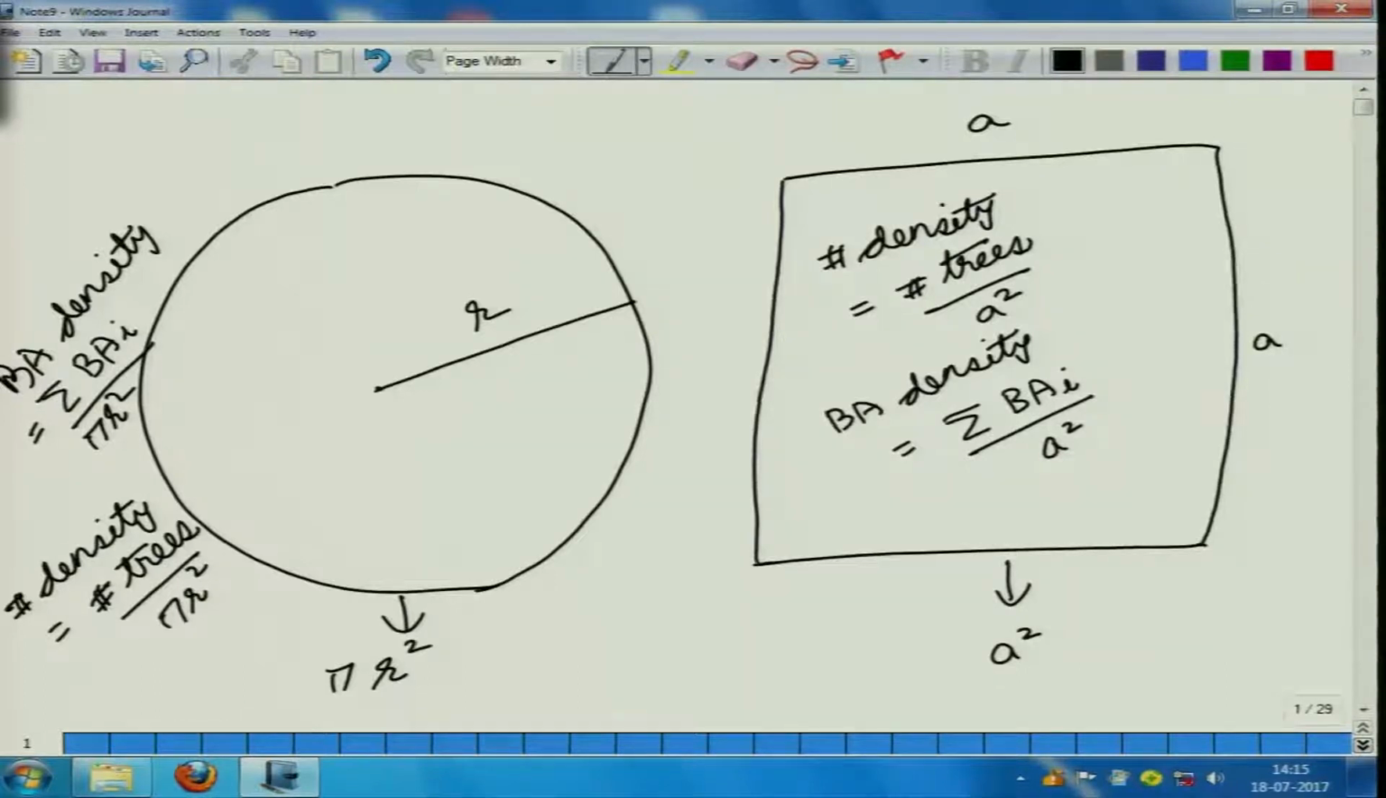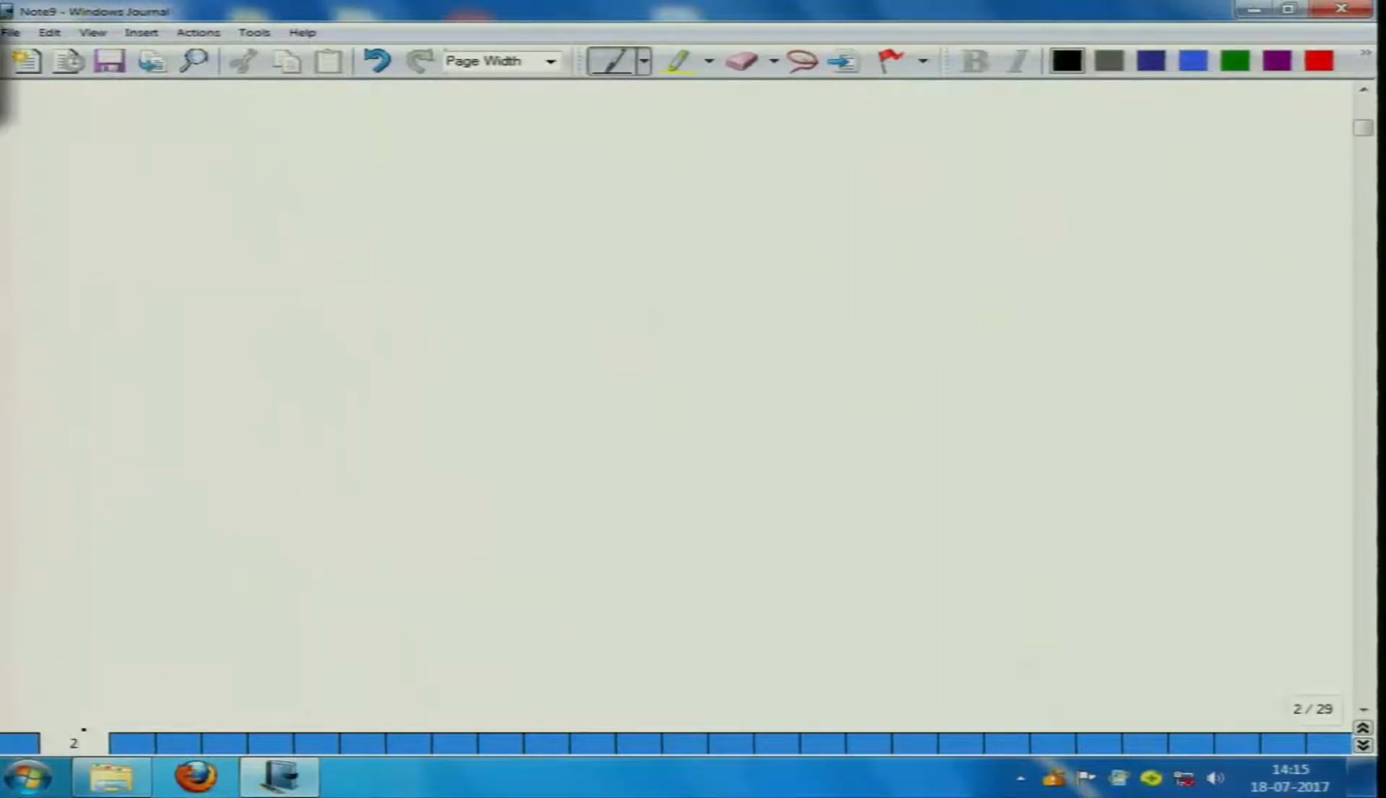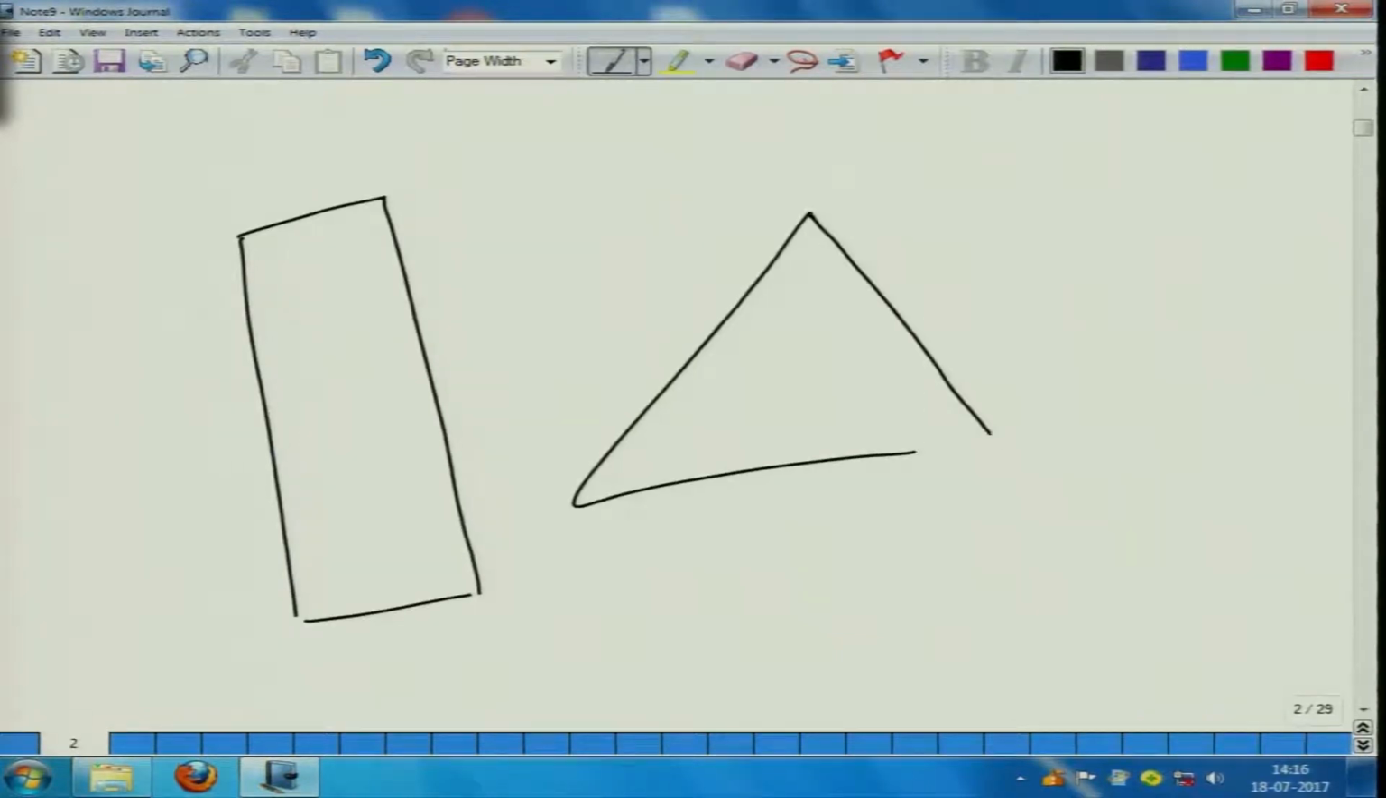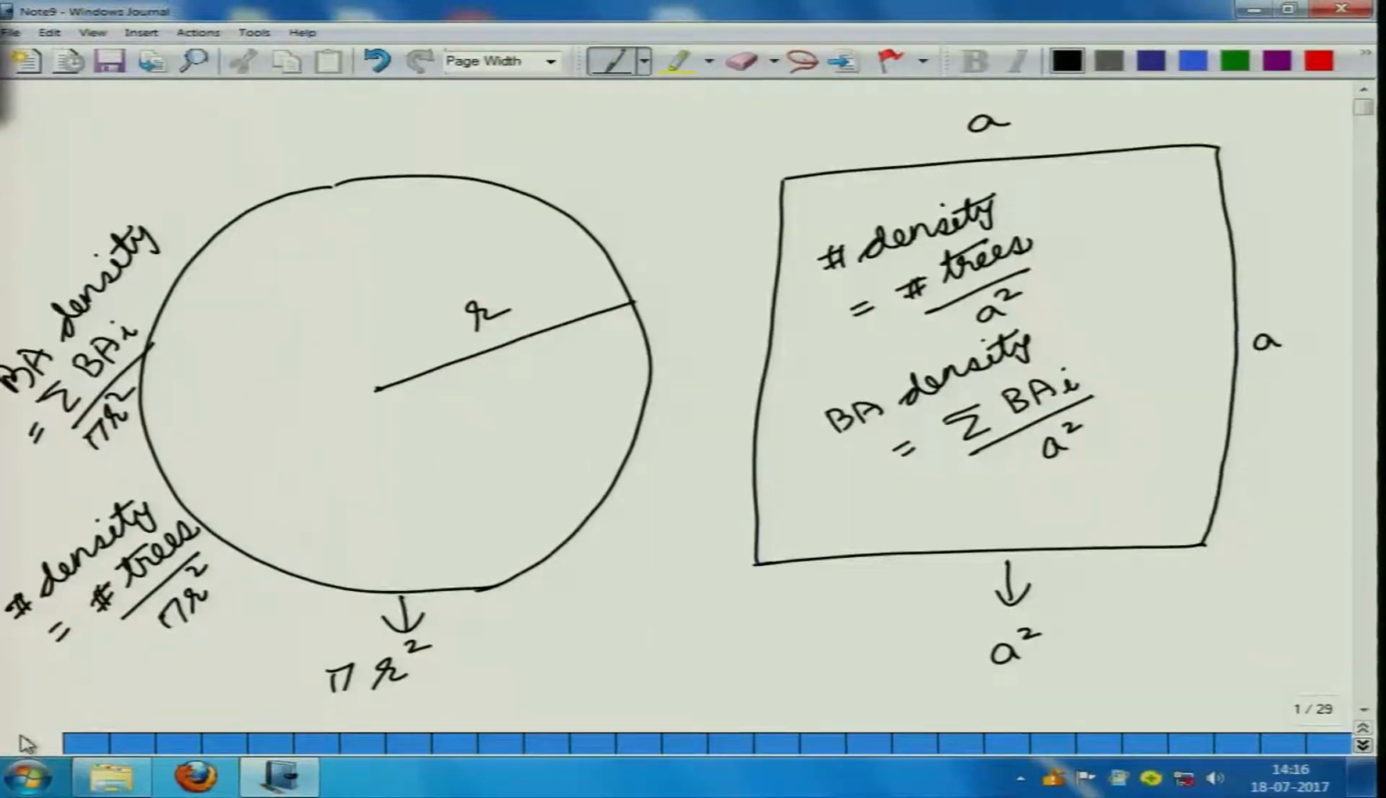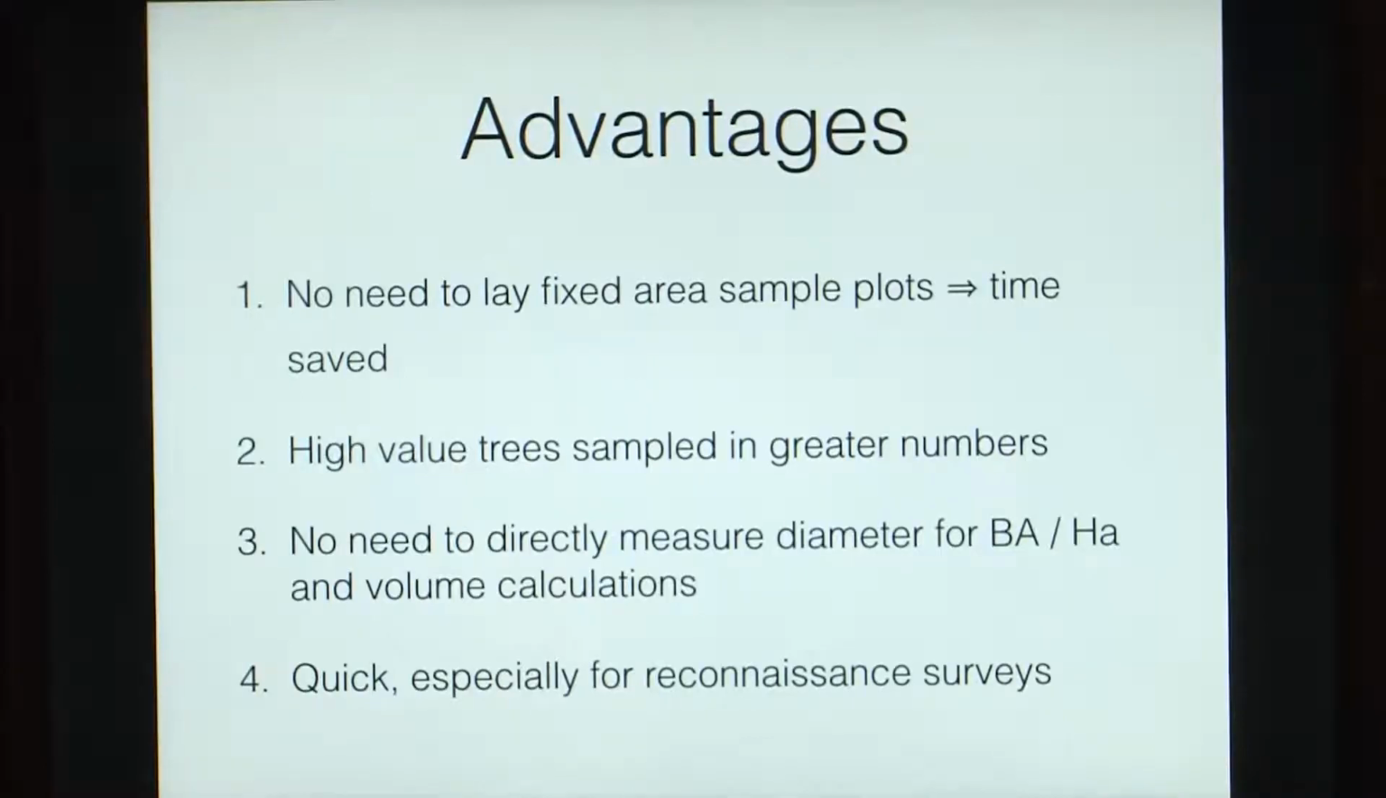Now, these are two standard ways of taking your fixed area sample plots, but you could also take any other area. You could take it in the form of a rectangle, or a triangle, and so on. However, a circular sample plot and a square sample plot are traditionally the most common sample plots. Now, coming back to the slides, what are the other advantages of point sampling?